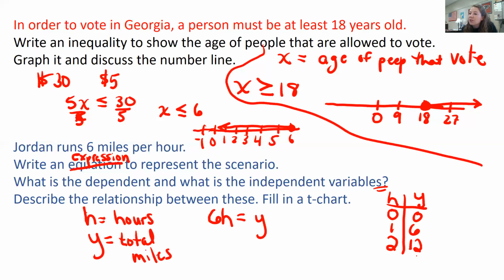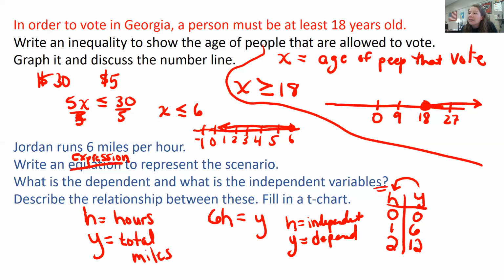12. So guys, do you see that this total depends on the number of hours? So my total number of miles is dependent on the number of hours. So H, I can run as long as I want to, right? I could run 1 hour, 2 hours. Well, I can't, I'm not a runner. But that means that H is my independent variable and Y is my dependent variable.